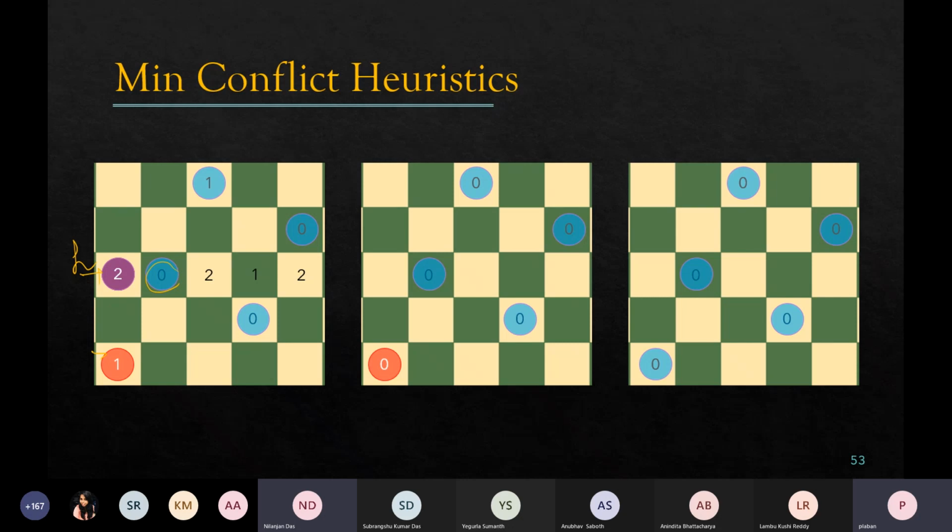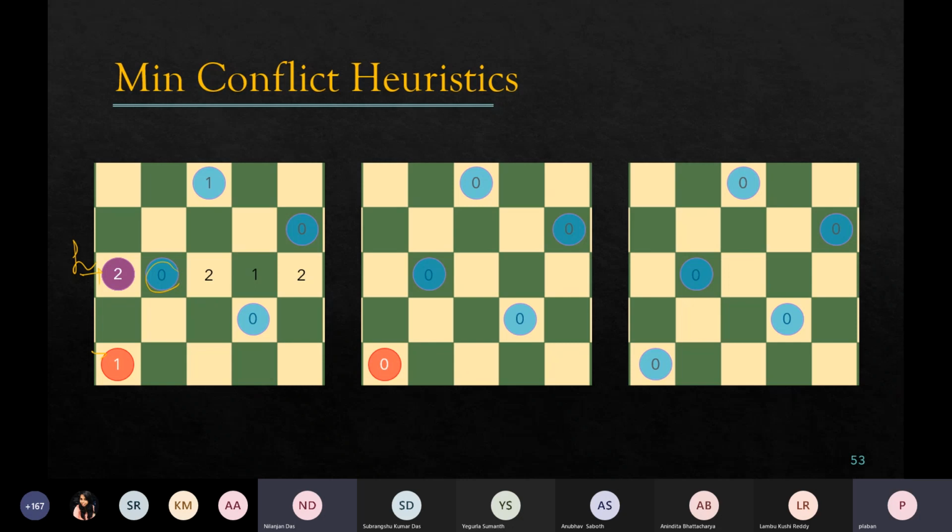So, sir, we are always selecting a value which has some conflict, not necessarily the minimum, and then moving it to a position which has the minimum conflict. Exactly. So, sir, in that case, we could have also selected the one which we had removed, which we had moved in the first place. We could have also selected that.